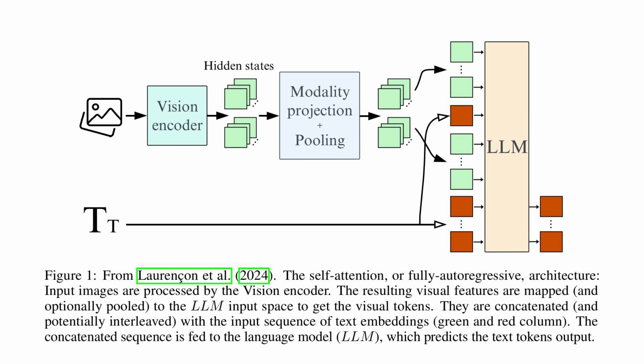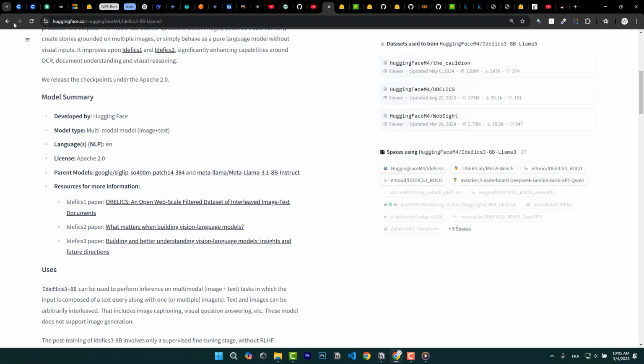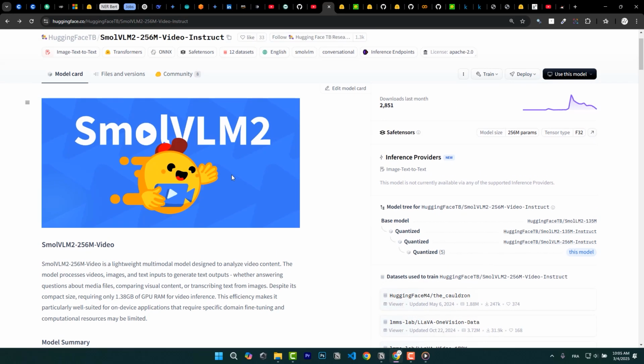And in the Idefics3 paper we can see that it has a modular architecture as shown here. So the visual encoding is done separately from the text encoding, and then the visual features are projected into the LLM input space. Alright, now returning to the SmolVLM2 model card.